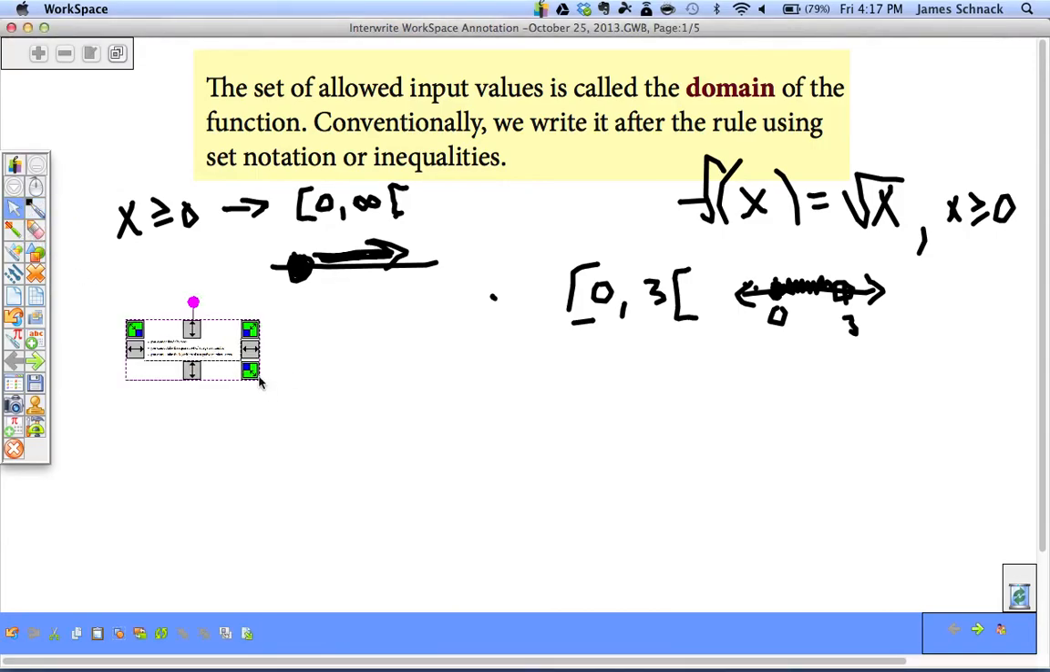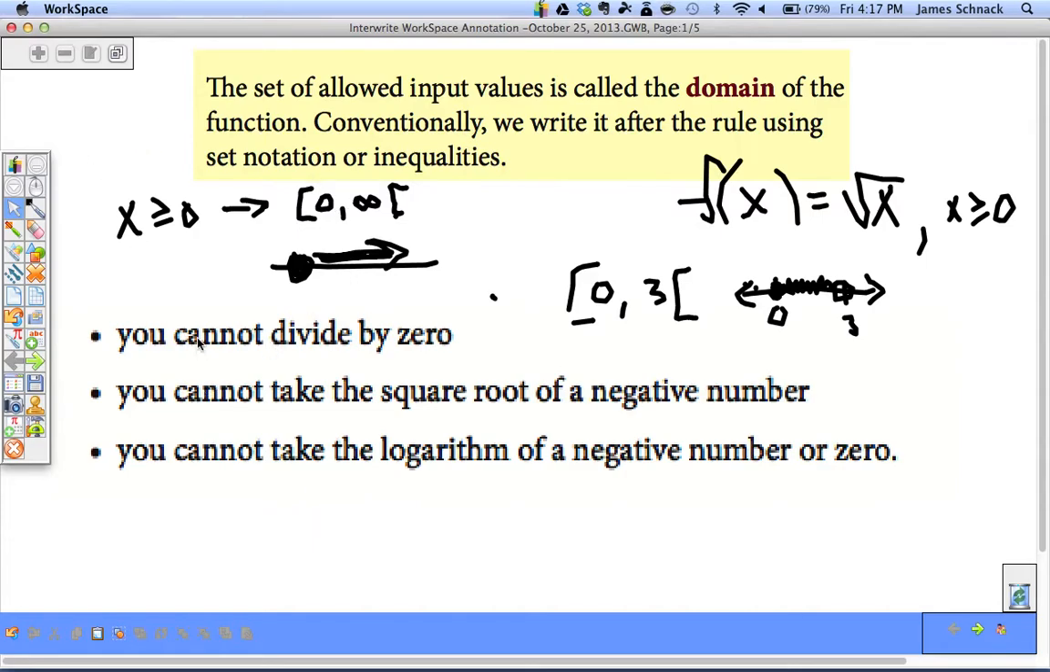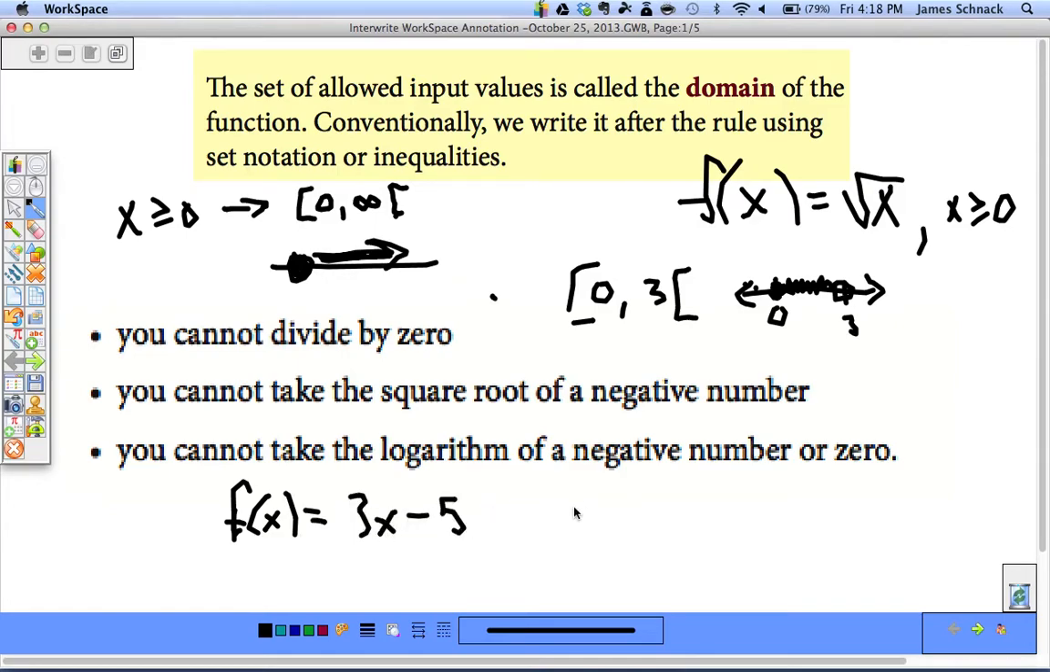Now, some hints, some suggestions for you. The domain oftentimes gets changed from all real numbers because we can't divide by 0, we can't square root negatives, and we can't take logarithms of negative numbers or zeros. Those create restrictions on our domain. For the function f of x equals 3x minus 5, that's a line, and we'd say the domain is x is an element of the real numbers. Once we start dividing by x or square rooting x or taking the log of x, this domain gets restricted to inequalities and intervals such as those.